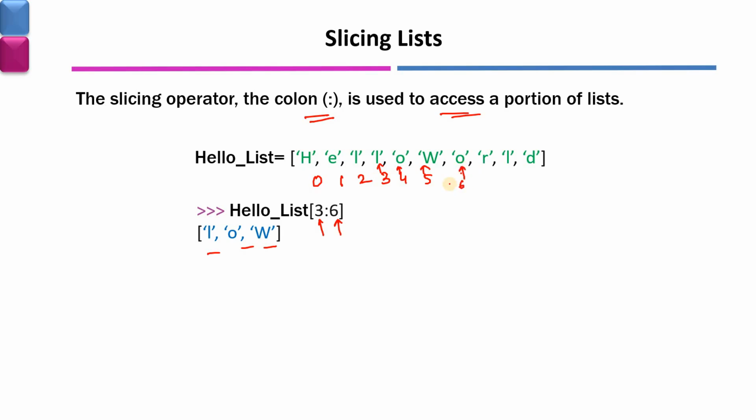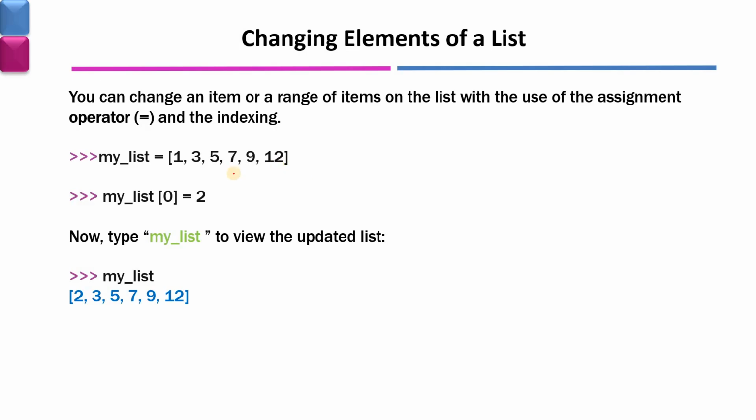How can I change the elements of a list? You can change an item or a range of items in the list with the use of the simple equal to operator and indexing. Suppose I have created a list and made a mistake. My list contains 1, 3, 5, 7, 9, 12. Suppose I want to change the first element because I made some mistake. Then how shall I change this first one?